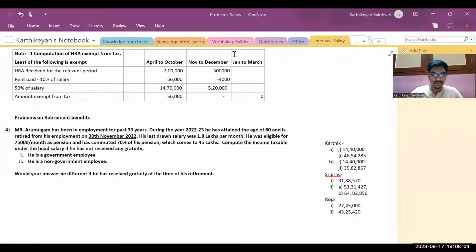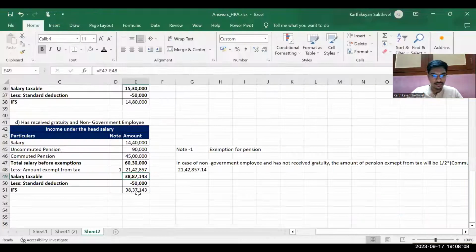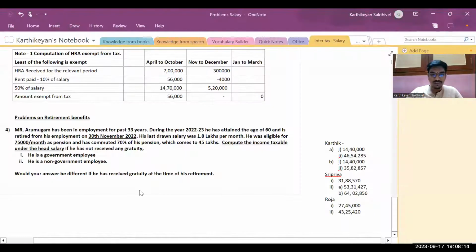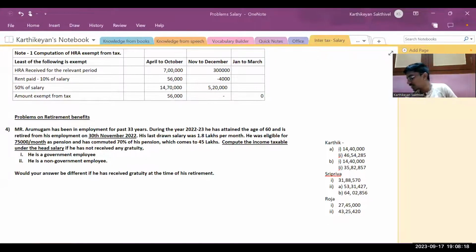This gratuity is the exemption, right? No, no. If he has not received gratuity, then the amount of half will be changed. That's all. We have not yet reached gratuity exemption. We have not touched upon the exemptions on gratuity.